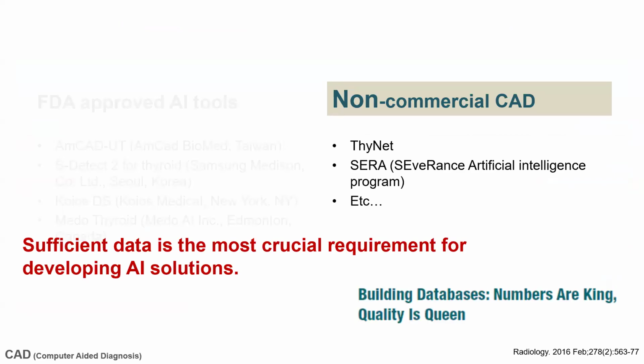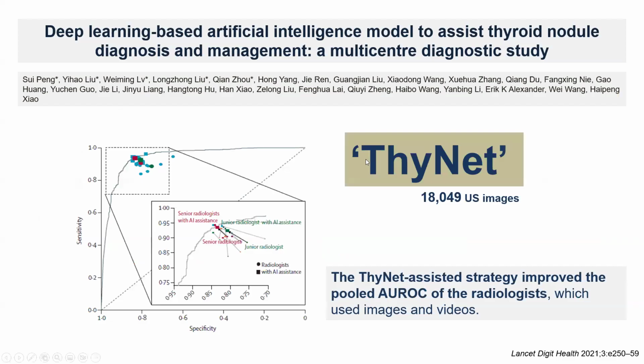Let us focus on non-commercialized AI tools. Sufficient data is the most crucial requirement for developing AI solutions. An AI tool called Thyroid Assist was developed in China using over 18,000 images to train. The Thyroid Assist strategy improved the pooled AUC of the radiologist.